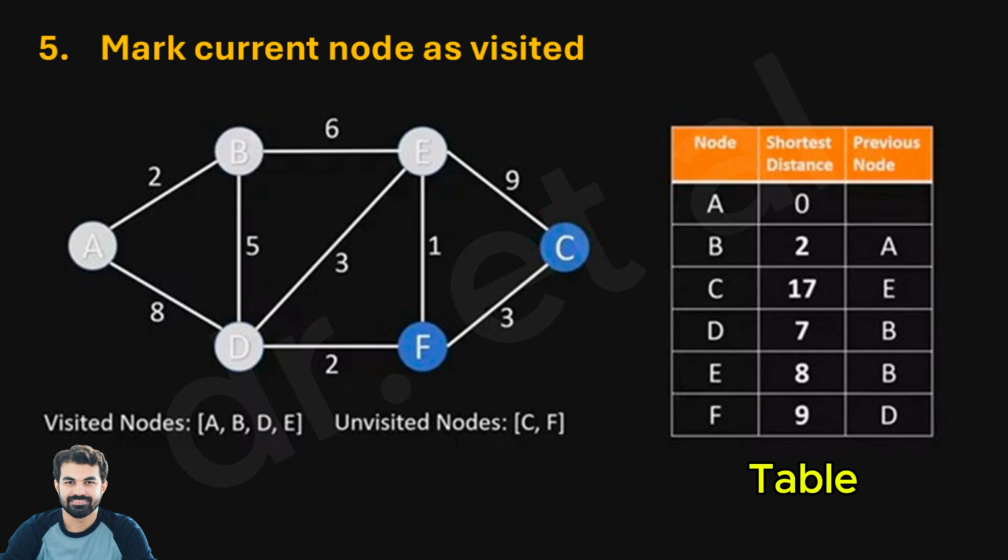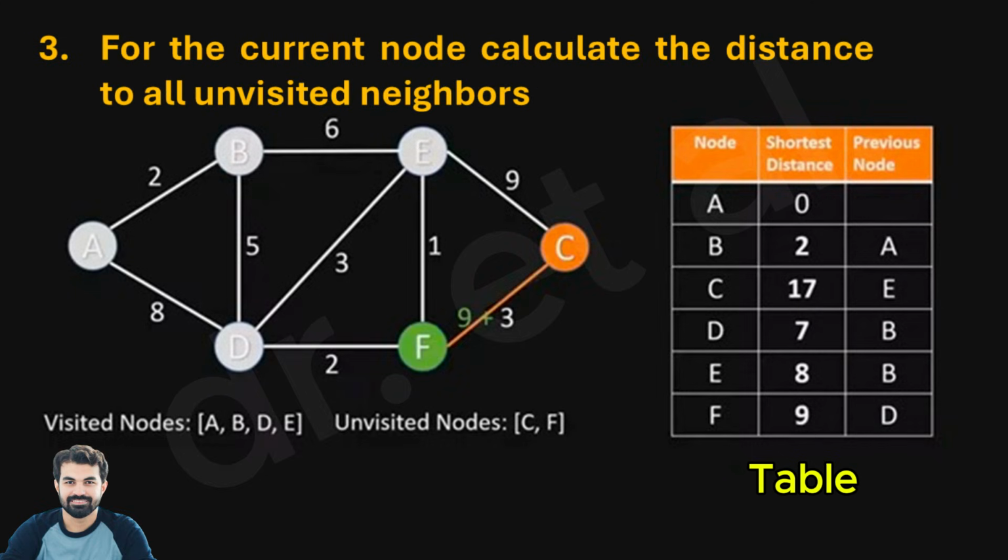Now we have F and C left as unvisited nodes. Since F has a distance of 9 and C has a distance of 17, we always start with the node that has the minimal distance. So we begin with F. The only unvisited neighbor of F is C.